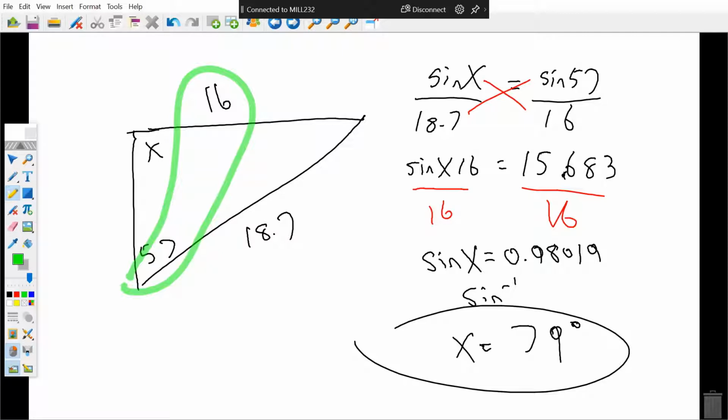Cross multiply and divide. So we get sine x times 16 equals 15.683. Divide both sides by 16. Now you've got sine x equals 0.98019, etc. You are looking to find the angle, so you're going to go second function sine to get 79 degrees. Okay, next question.